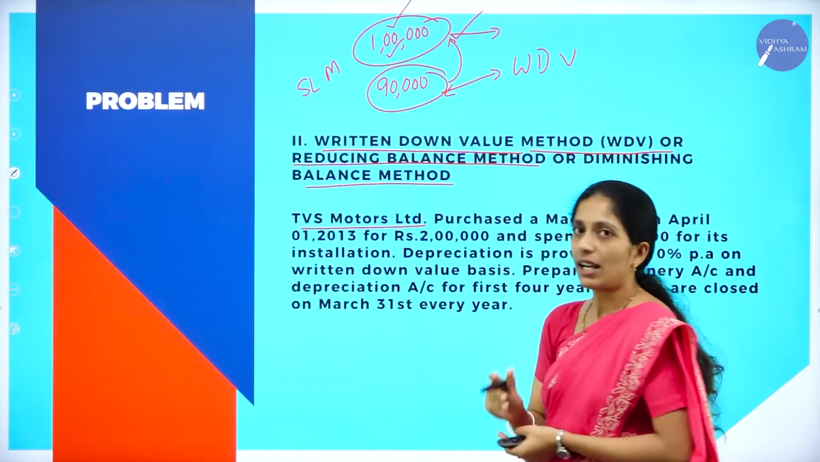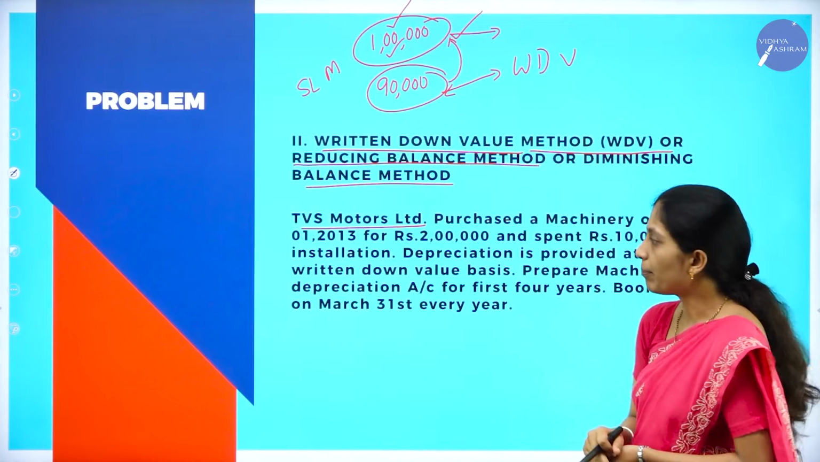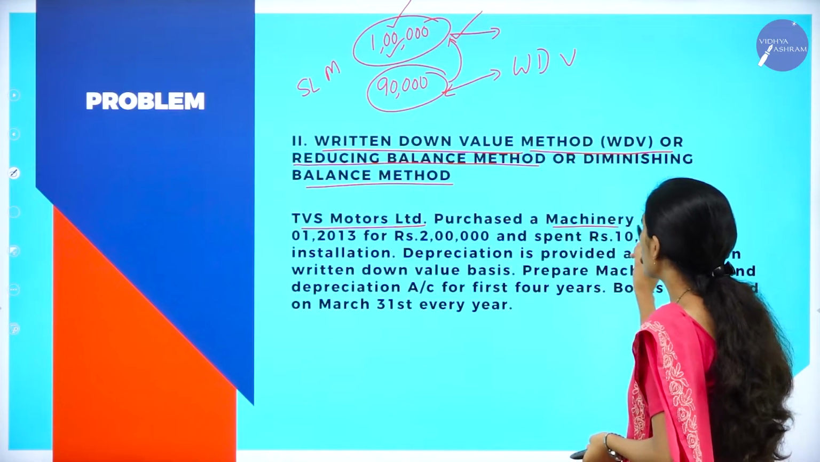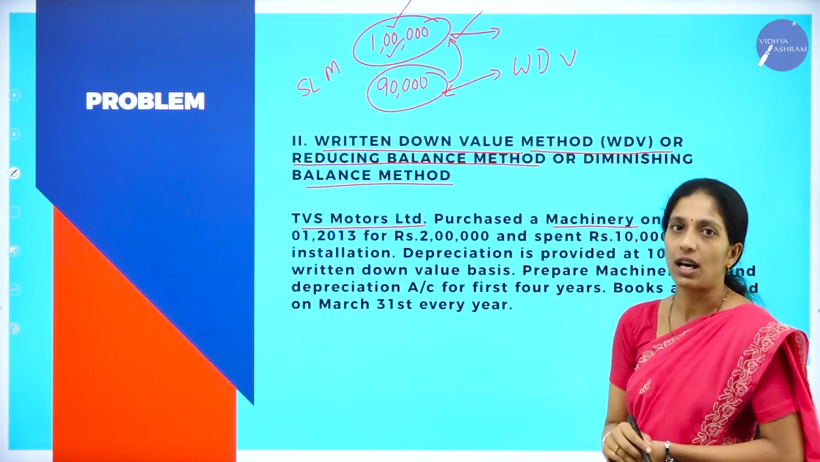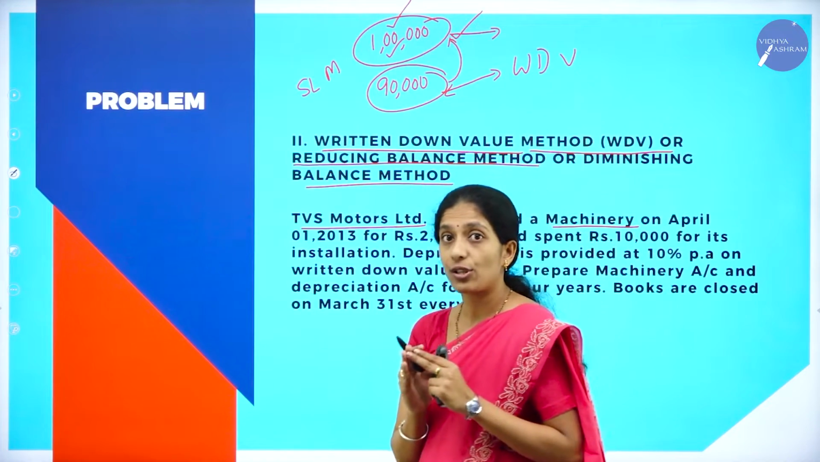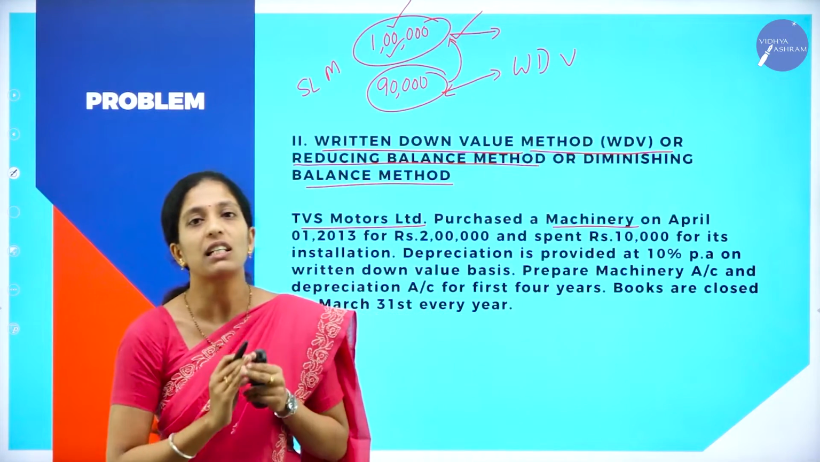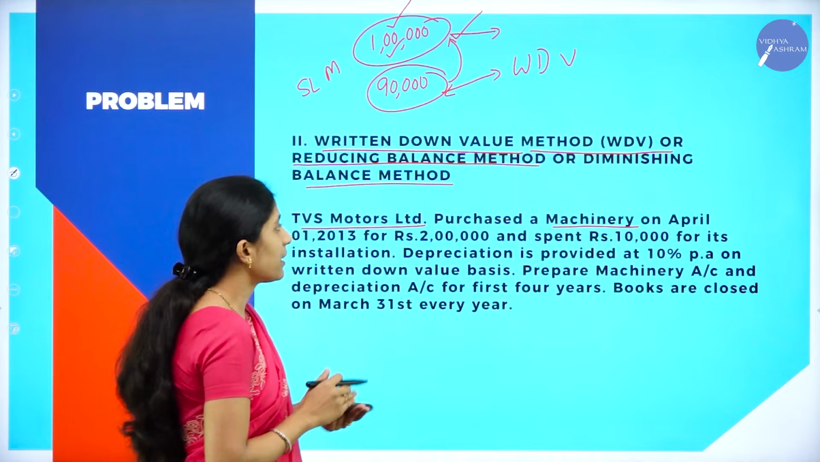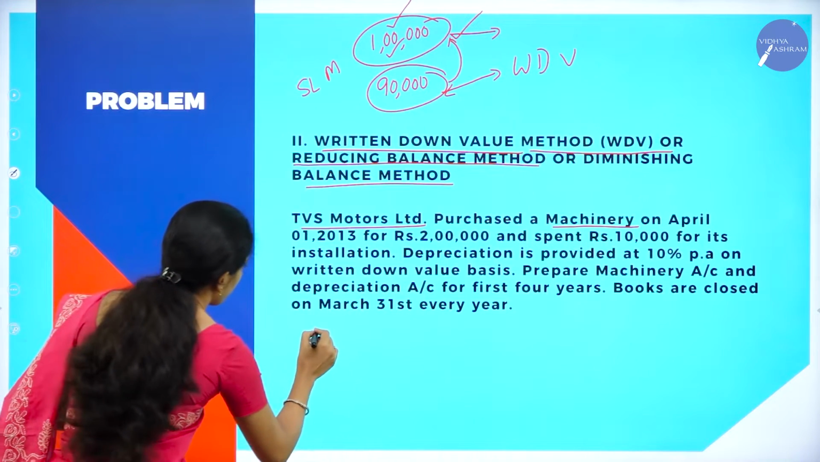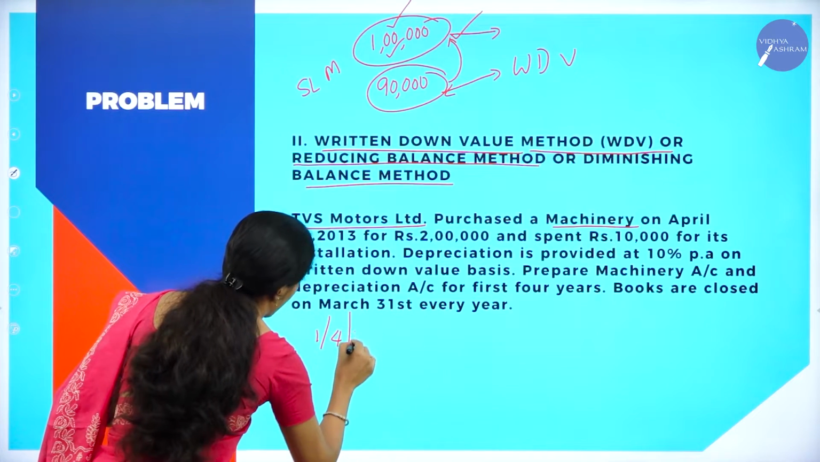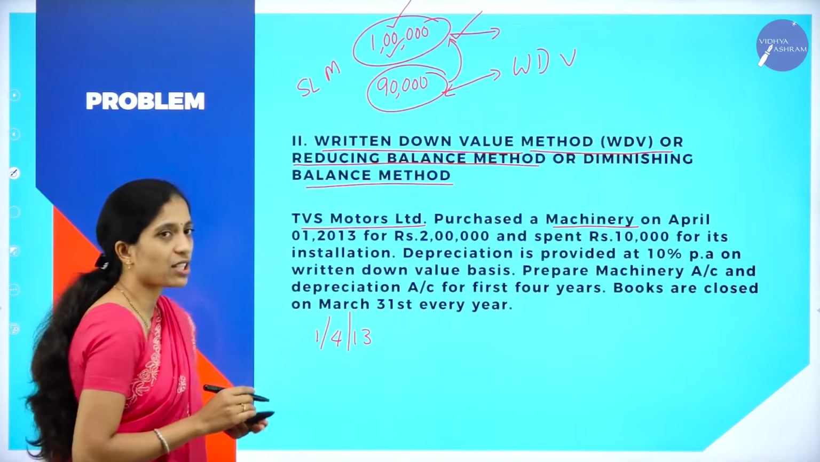TVS Motor Limited is a company. They have purchased a machinery on April 1st, 2013. And I have clearly told you we have to be very careful with the dates here. So when did they purchase a machine? On 1st April 2013.